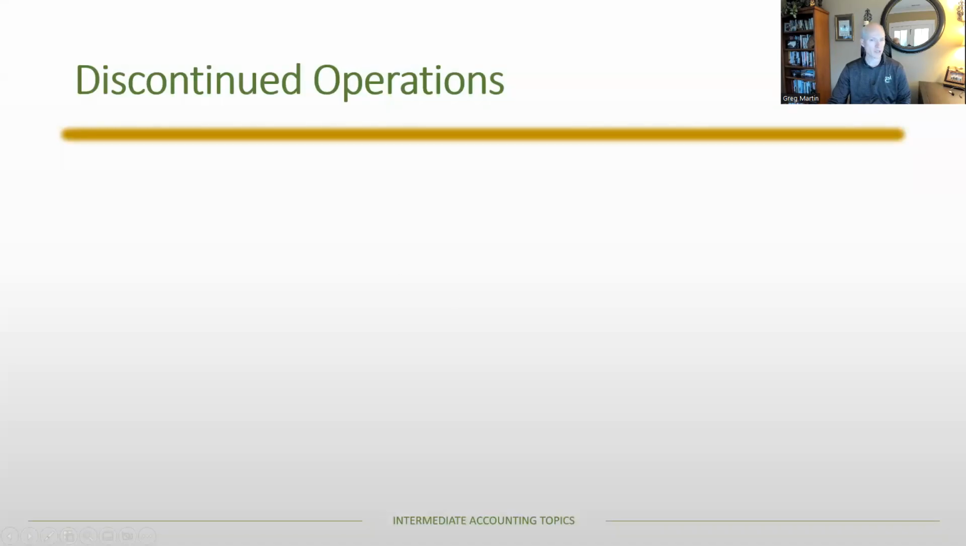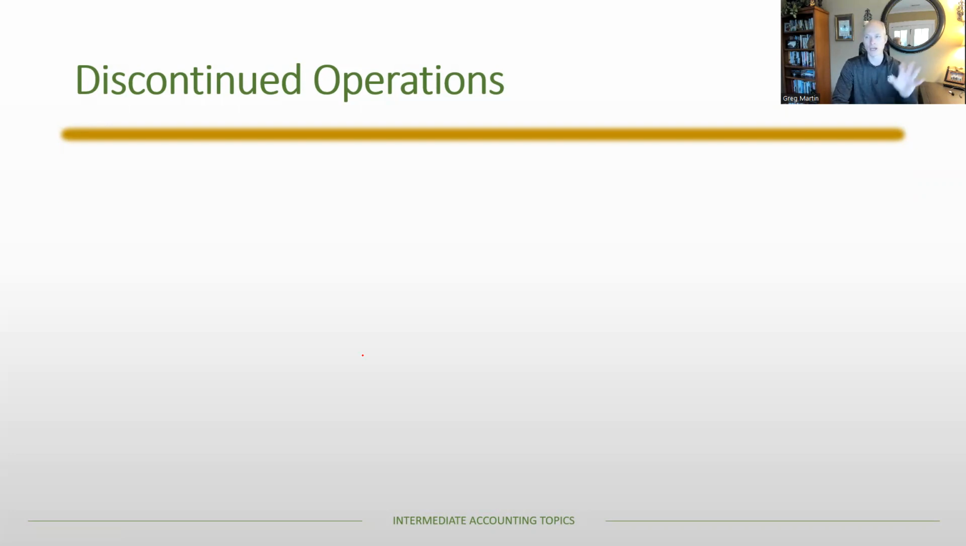Hey everybody, so now we're going to jump into looking at discontinued operations. Sorry, I'm pulling up my pen here. We might also do earnings per share. We'll see how long this one takes. Our goal is about 15 minutes per chunk, so we'll make sure we get this first.